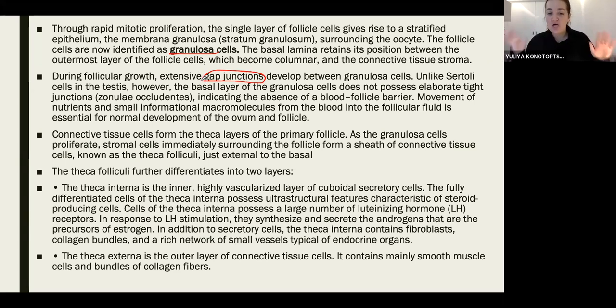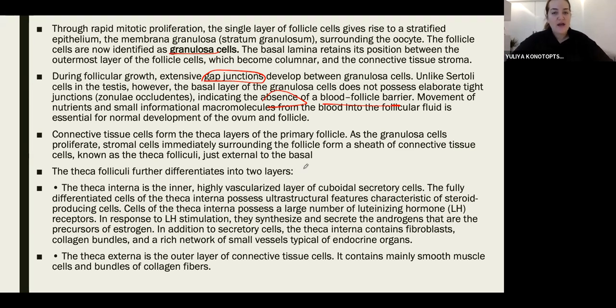So which junctions are between the Sertoli cells? Tight junctions, so that's why there is a blood-testis barrier. Which junctions are between the follicular cells? Gap junctions. So there is no such thing as a blood-follicle barrier. It's absent. There aren't any tight junctions, so there is no blood-follicle barrier as a result.